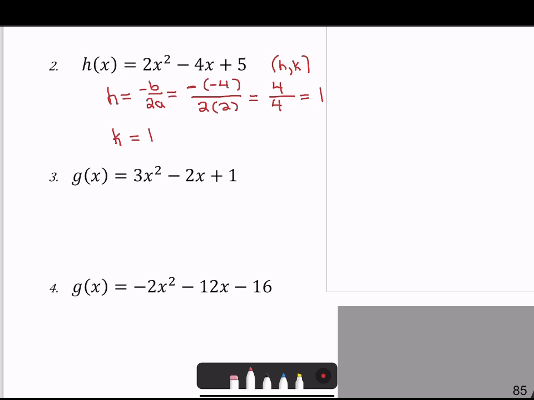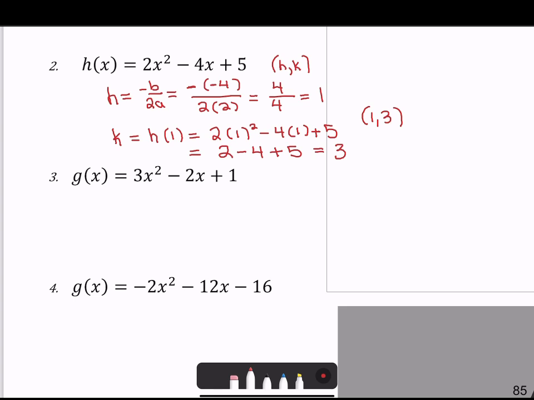Now I have to plug X into the original. Again, don't get that H confused with the H that's in the formula. So I plugged in 1 wherever I saw X, and now I need to simplify. So this is 1 squared times 2, and then 4 times 1, that's -4, and then +5. So this is going to end up being -2. This will be 3. So your vertex is 1, 3.